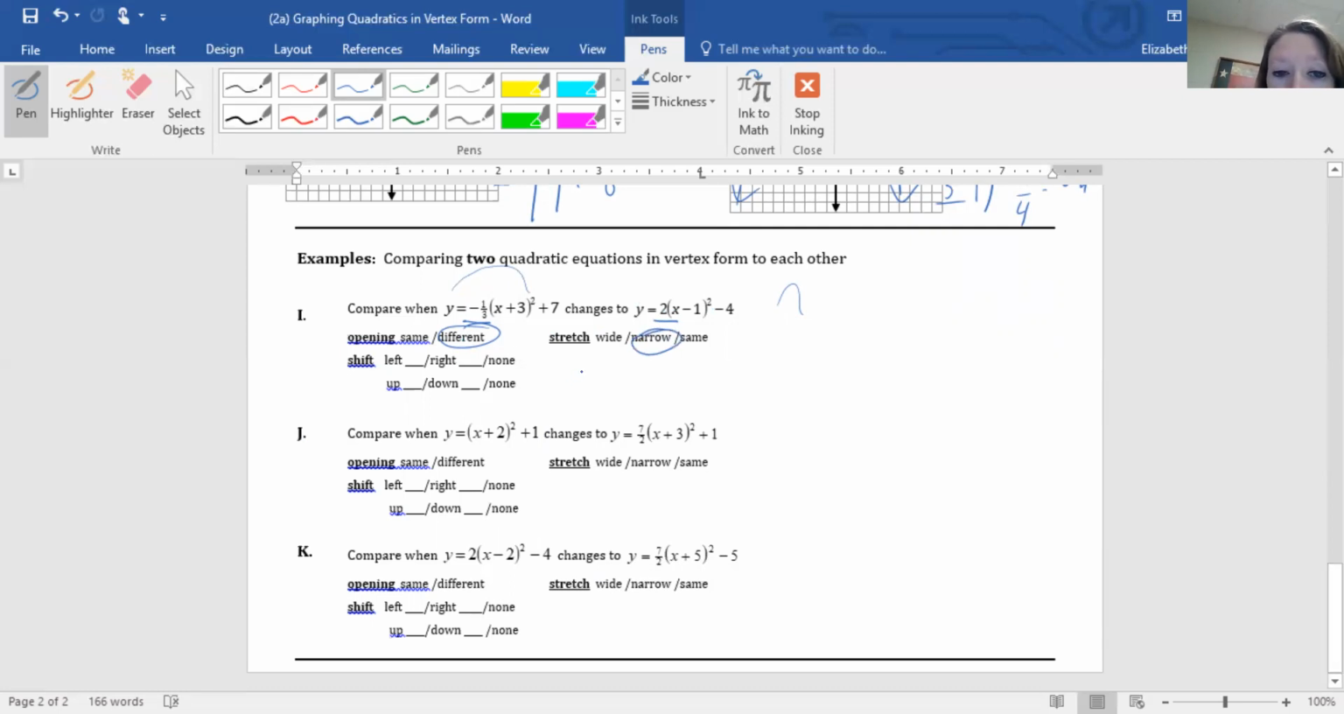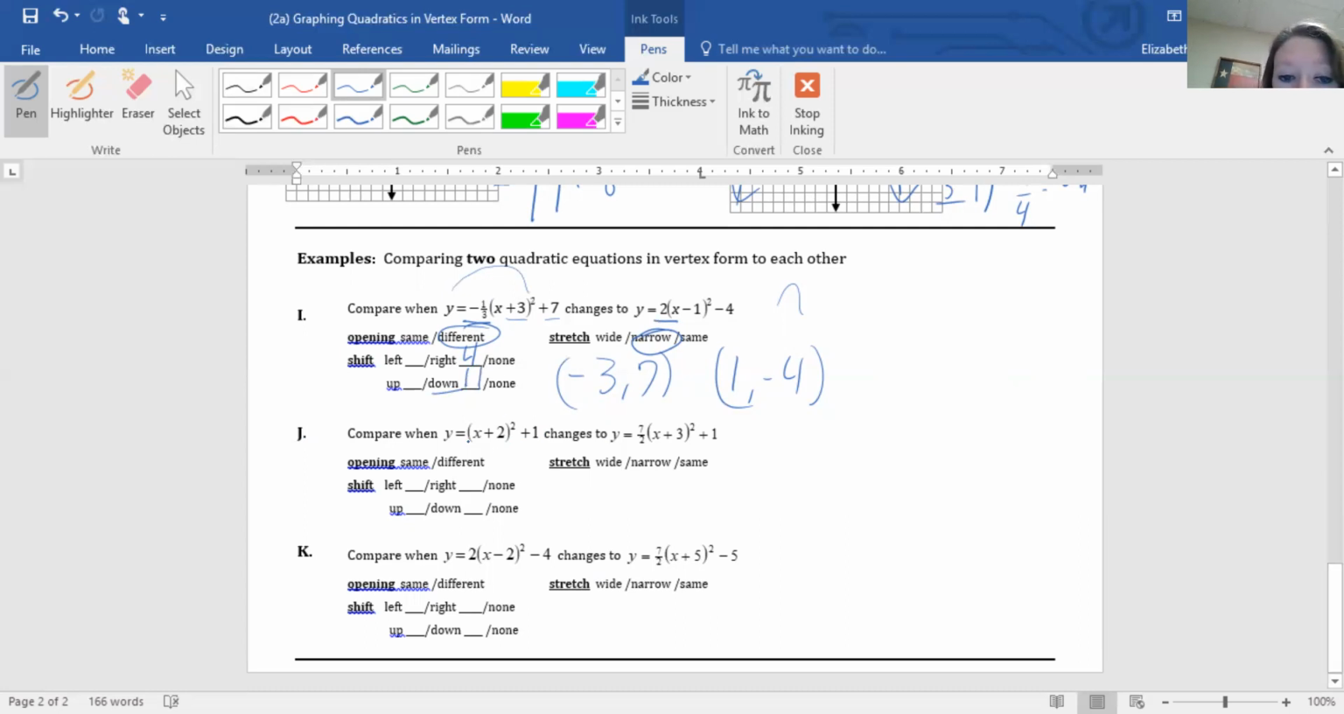The shift. I went from a vertex here of -3, 7, to a vertex of 1, -4. So how did I move? I went from -3 to 1, so I definitely shifted right 4. I went from 7 to -4, so I definitely went down, and I went down 7, 8, 9, 10, 11 places. And that's all we're doing here. We're just comparing and counting.